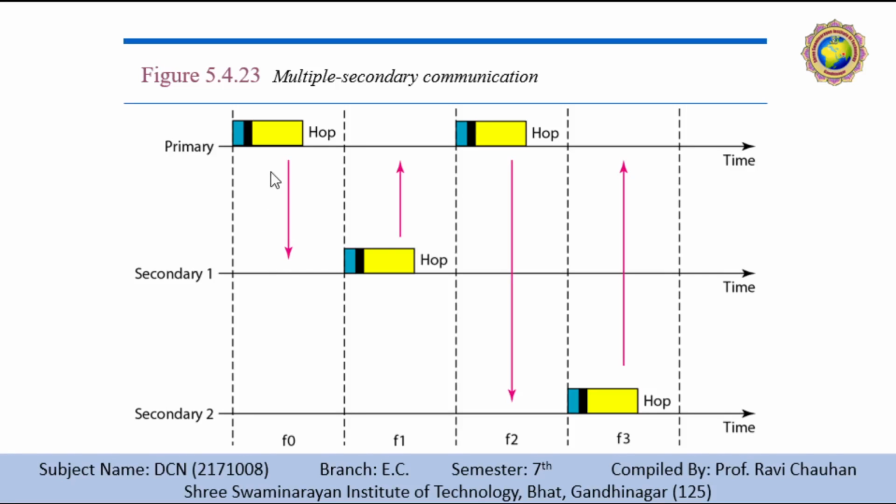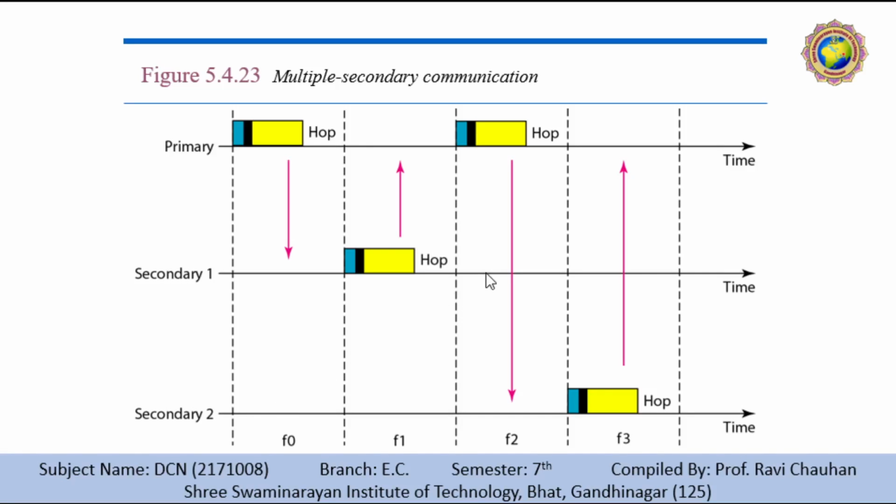In slot 0, the primary sends a frame to secondary 1 over here. In slot 1, only secondary 1 sends a frame to the primary because the previous frame was addressed to secondary 1. Other secondaries will be silent, just like this. These two are silent. Fine.